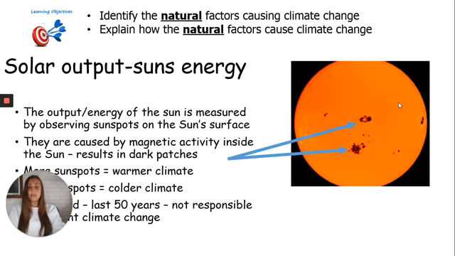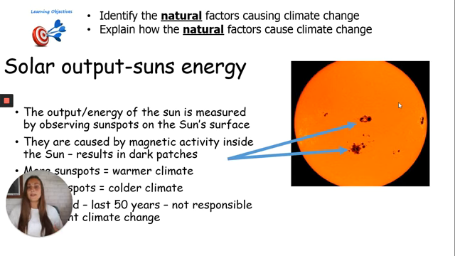The second factor that we're going to have a look at today that's a natural cause of climate change is the solar output. It's all about the sun's energy. And the way I try to teach it in lesson is imagine that the sun isn't always working at 100%. It's not always giving 100% of its energy, and obviously the amount of energy it puts out is going to have a direct impact on our climate.